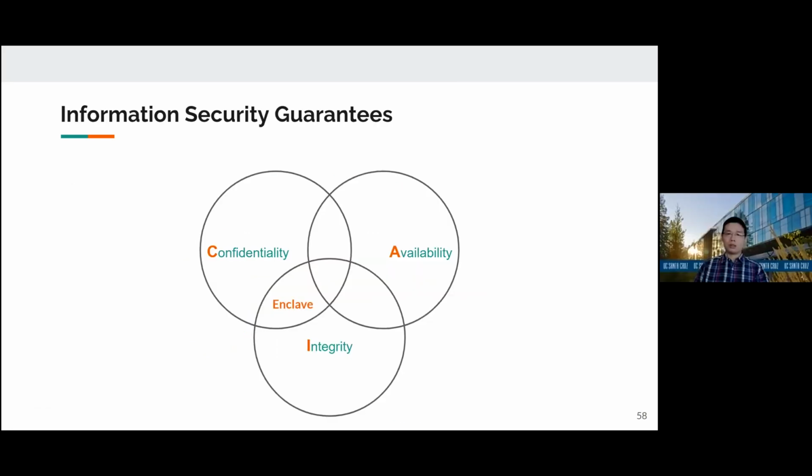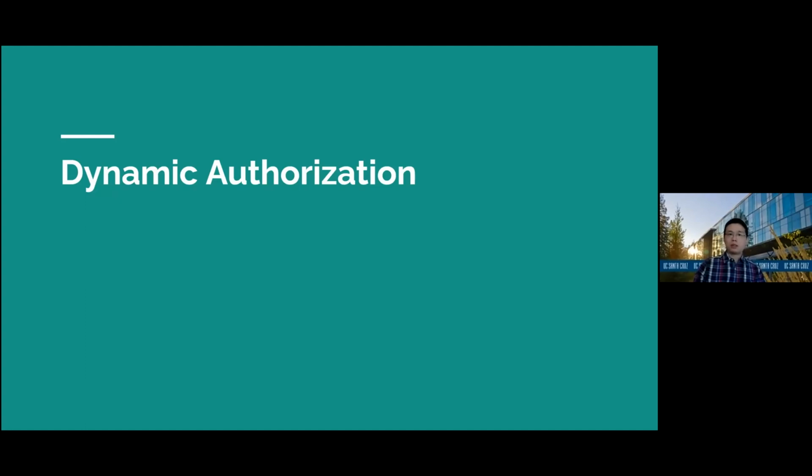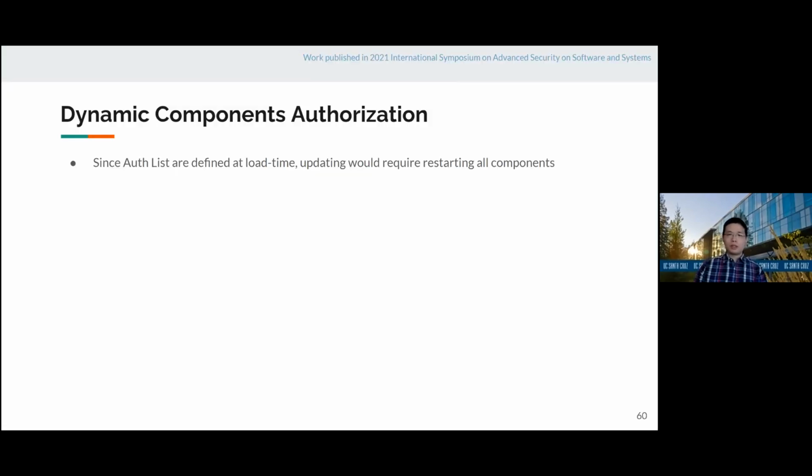Yeah, so our solution to the confidentiality and integrity is using enclave. So now let's talk about dynamic authorizations. So previously we proposed to use auth list to address a mutual attestation issue. But how to update the components? So far, the only solution is to revise the auth list and restart the entire system, and this will cause the system downtime. And in modern applications, we want to avoid system downtime. So we need dynamic authorization.